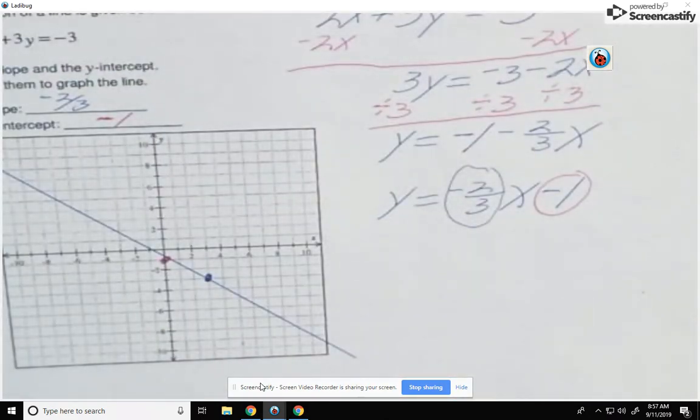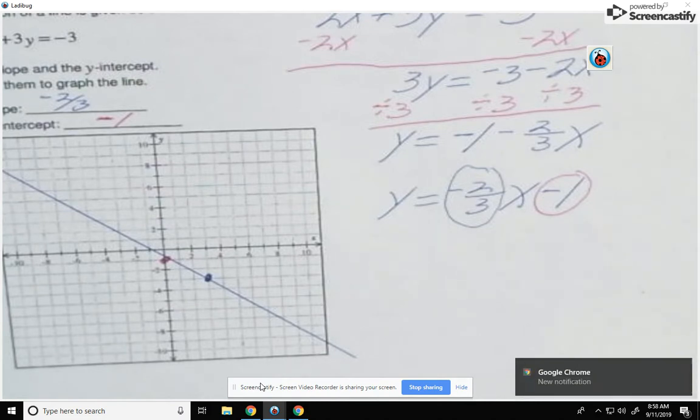So that is the notes for 2.4a point slope form.